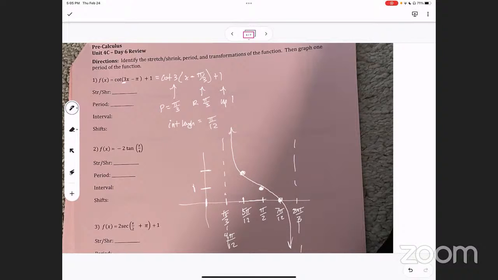And to make sure I did it right, just for good measure, let's plug pi over 2 into the formula. What's the cotangent of 3 times pi over 2 minus pi, plus 1? Well, what's 3 pi over 2 minus 2 pi over 2? 1 pi over 2. And what's the cotangent of pi over 2? Well, it's the opposite of the tangent. Let me go to the unit circle. The tangent was undefined for that, so this is 0. Okay. And that worked out.